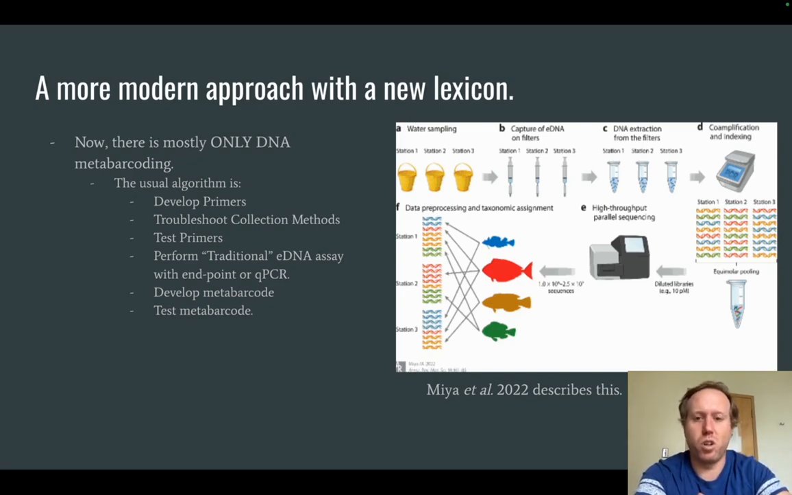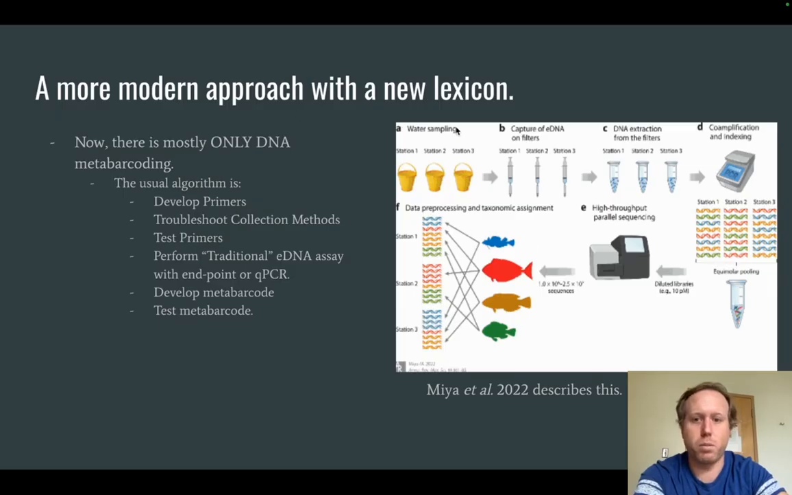Just know that this figure on the right is a coalescing of all the methods that have been summarized with the current methodological problems, which mainly relate to still hydrological issues and false positives and false negatives. But the usual algorithm for developing these things is kind of parallel to this at this point.